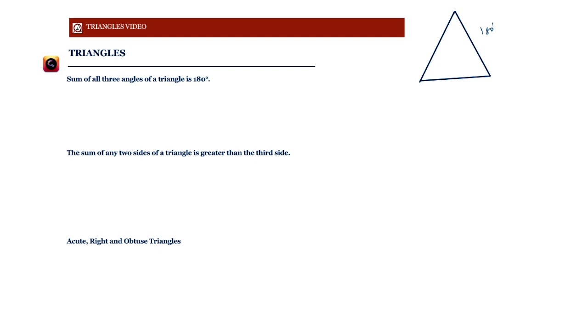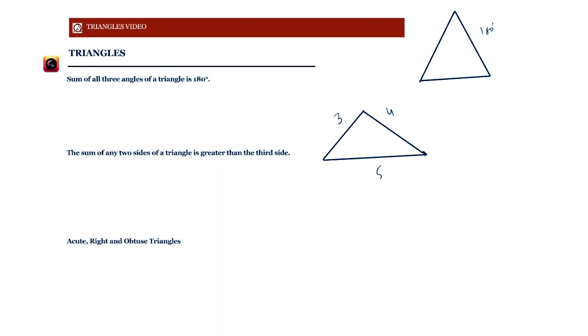Now, the sum of any two sides of a triangle is greater than the third side. Why is this true? Let me make a triangle where I say the lengths are 3, 4, and 5. So this is a triangle. Then 3 and 4 total 7, and of course it is greater than 5.